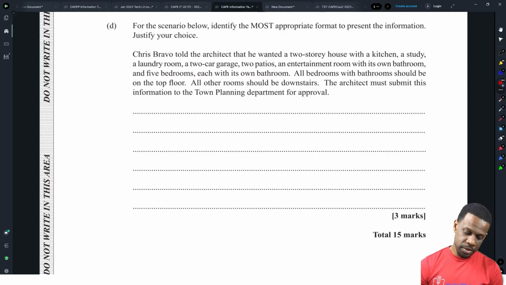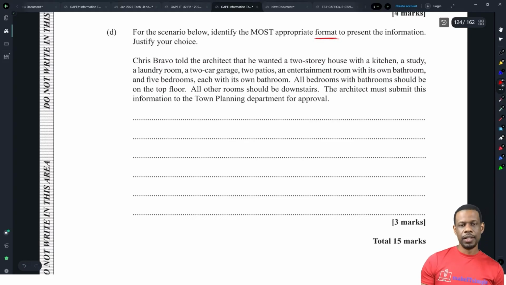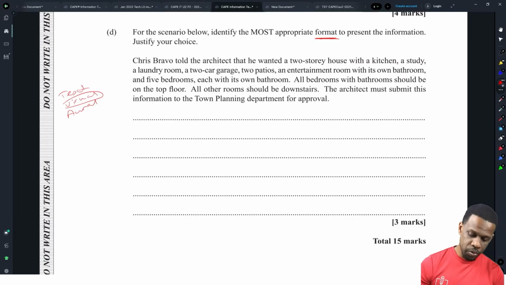All bedrooms with bathrooms should be on the top floor, and the architect must submit his information to the Town and Planning Department for approval. The most appropriate format. Alright, so the ways I could format information will be text, visual, and oral. So we probably want to use visual. Oral is sound, text is writing. Alright, so visual. For 3 marks, identify the most appropriate format to present the information.